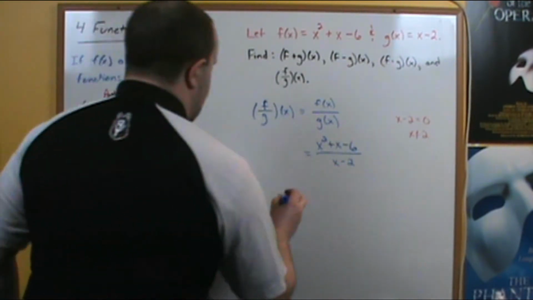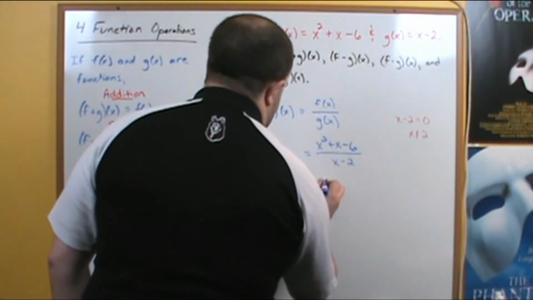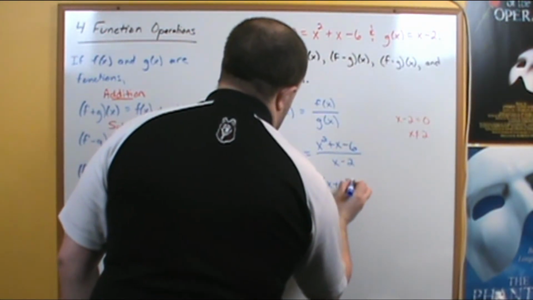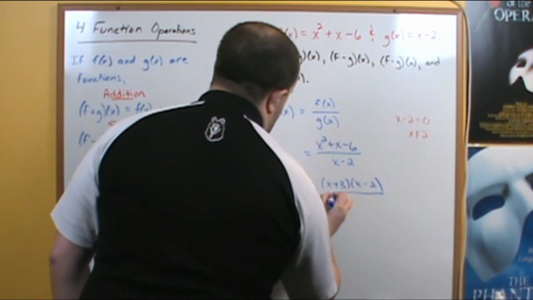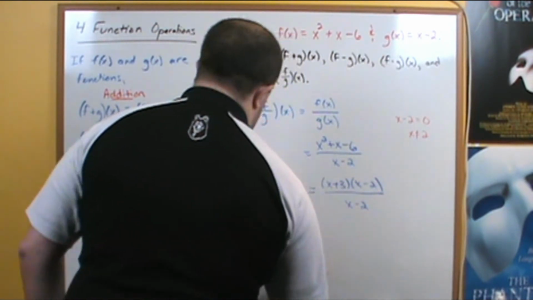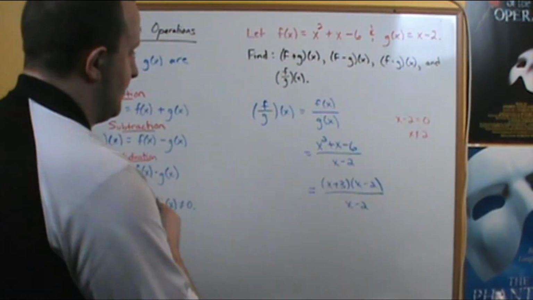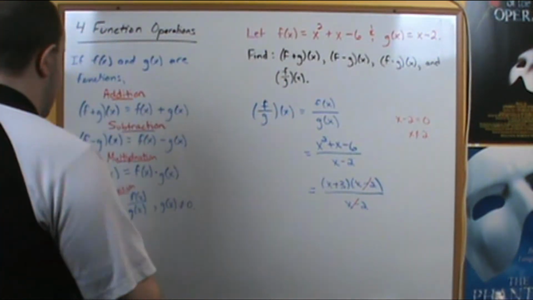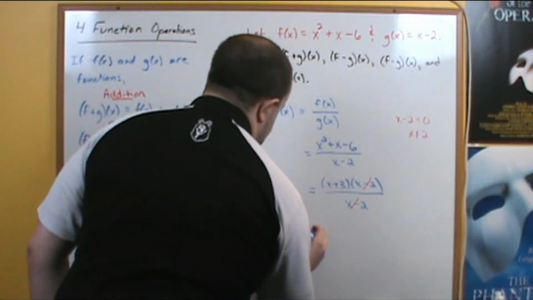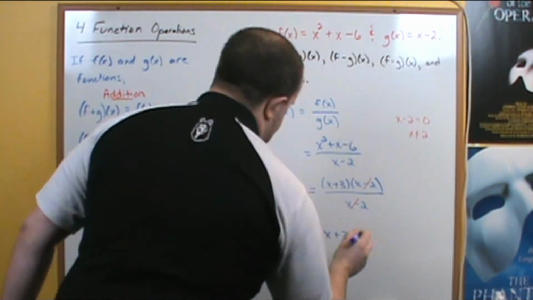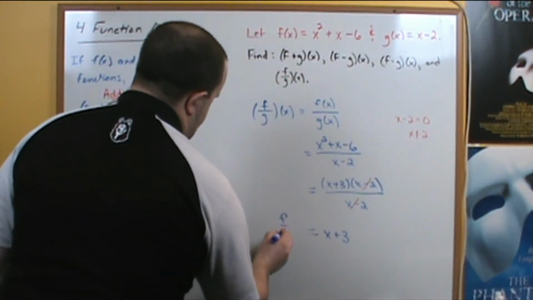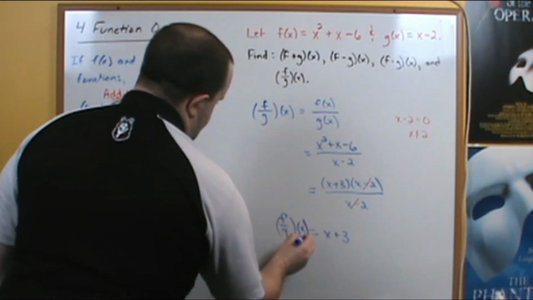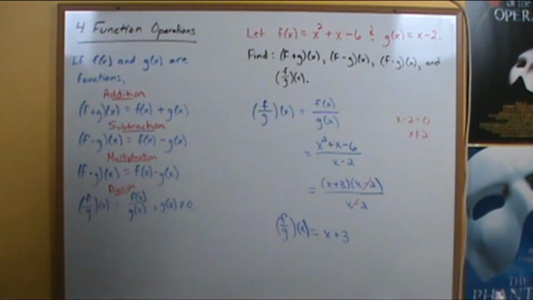If you can't do it, then it's in simplest form. But I know for a fact the numerator here can be factored as x plus 3 times x minus 2, divided by x minus 2. And what you notice is the numerator and denominator have the same factor of x minus 2, so they simplify out, and you're left with just x plus 3. So f divided by g of x is x plus 3. And that's the basics of function operations here.